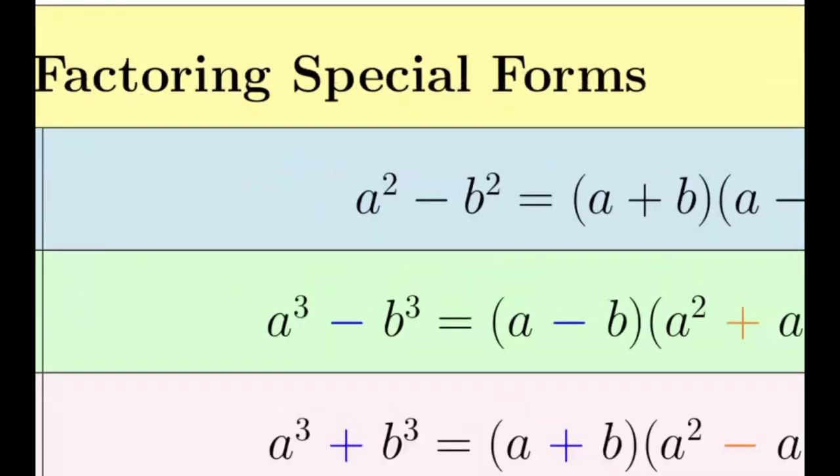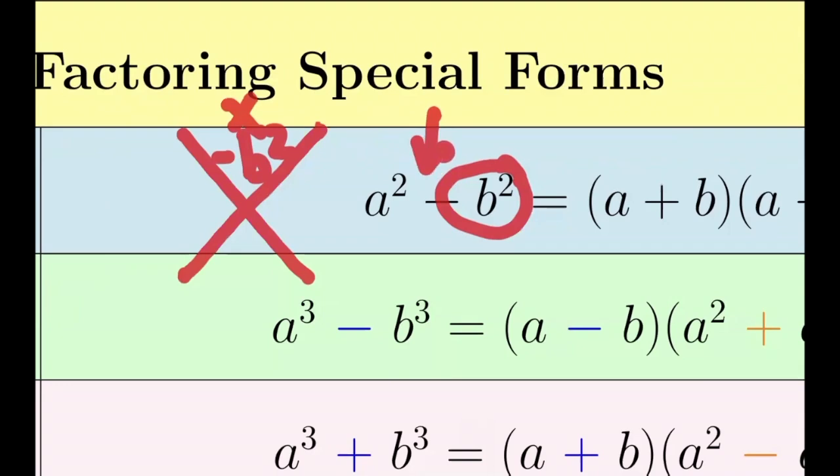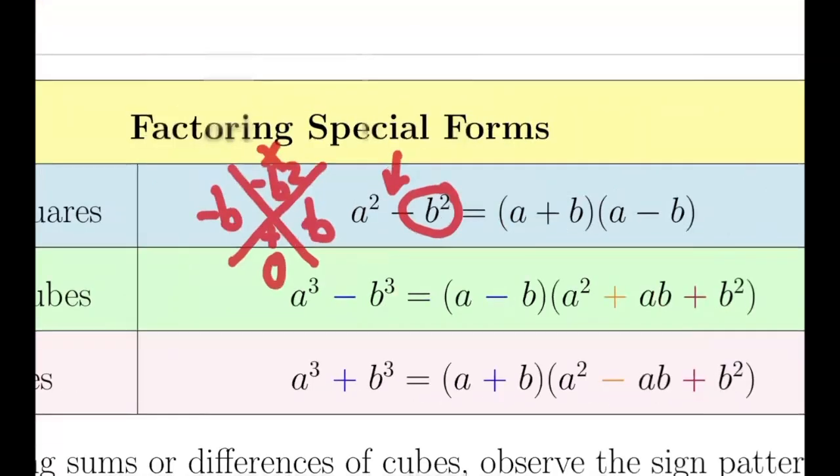Let's just try that. Multiplies to c, in this case, is negative b squared, and adds to b. B is the coefficient of the term in the middle, which is 0. So multiplies to negative b squared, adds to 0. You're just going to get negative b and positive b. Negative b times b is negative b squared, and negative b plus b is 0. So that's where the a plus b and the a minus b come from.